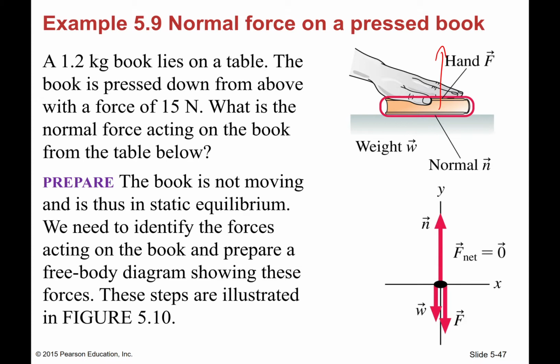So basically the normal force increases depending on the force on the book. We can do this problem here. So we have a book that is 1.2 kilograms on a table, and the book is pressed down by the hand. The force is 15 newtons. What is the normal force from the table on the book?